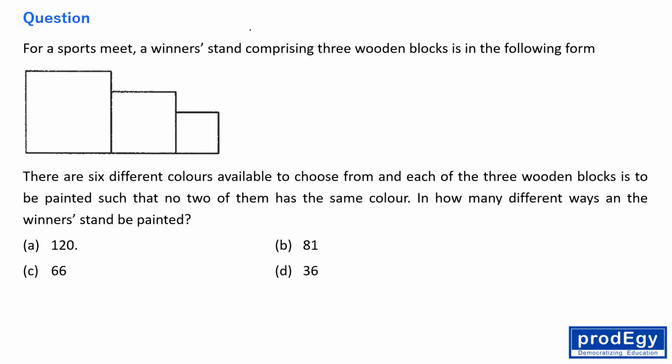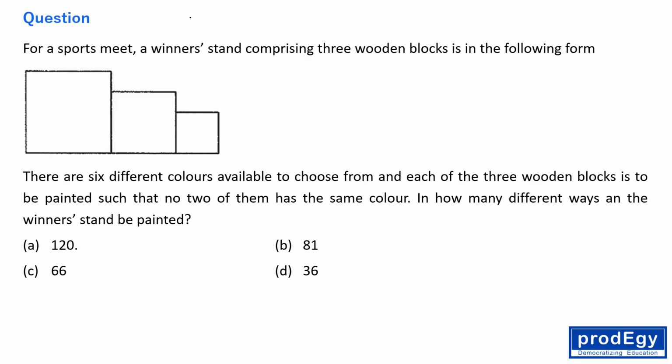Now, for a sports meet, a winner's stand comprising 3 wooden blocks is in the following form. There are 6 different colors available to choose from. Each of the 3 wooden blocks is to be painted such that no 2 of them has the same color. How many different ways can the winner's stand be painted? Okay, fine. The winner's stand.